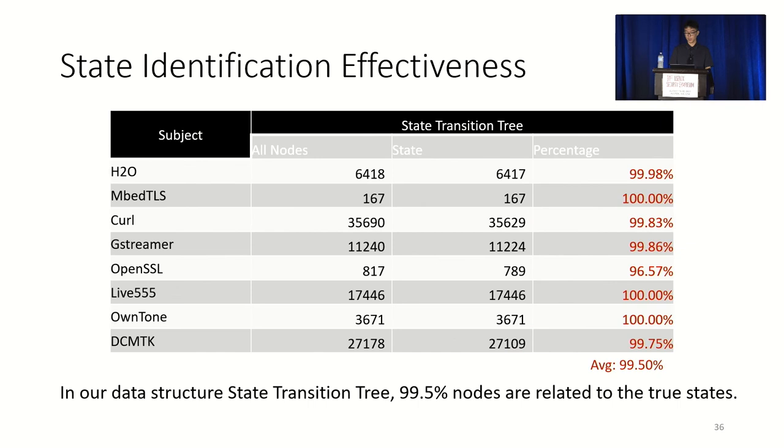Since we use enumeration variables or named constants to approximate the state variables, we want to examine how accurate it is. So therefore, we manually examine all nodes in the state transition tree, and we found that 99.5% of nodes are related to true states.